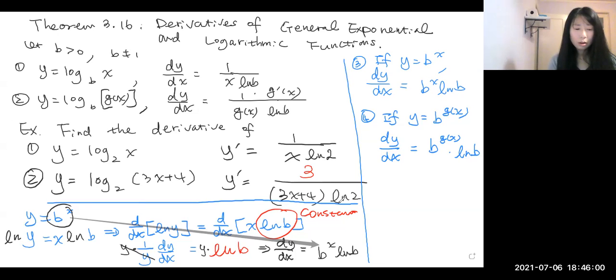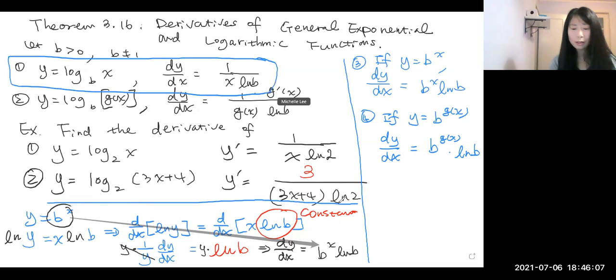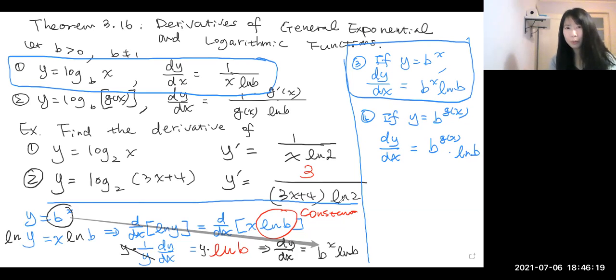So this is the default one, okay? And number 2, number 4 is about the chain rule, right? I don't want you to memorize this one. You can just know how to apply it, all right? But the first formula, the derivative of the exponential function and the logarithmic function, you must remember, okay?